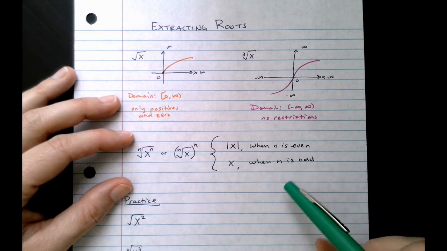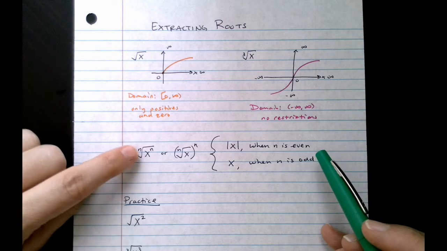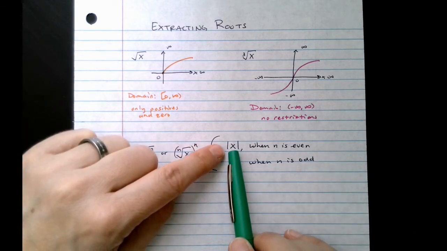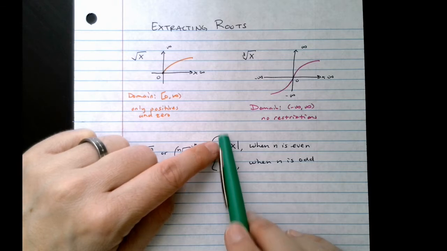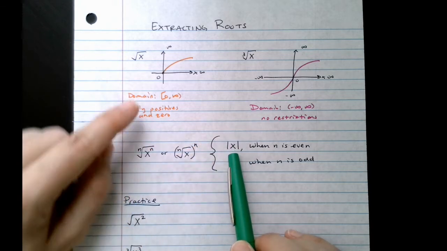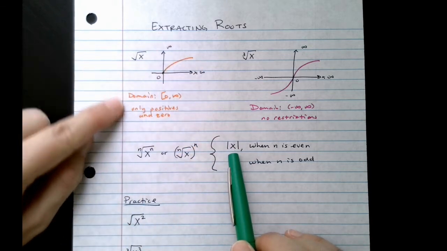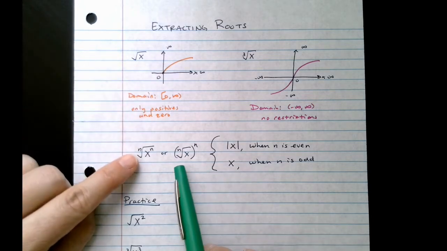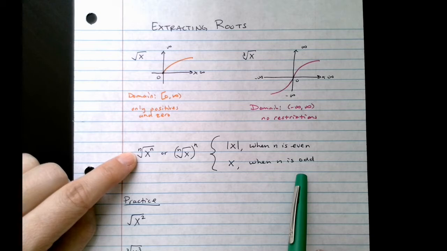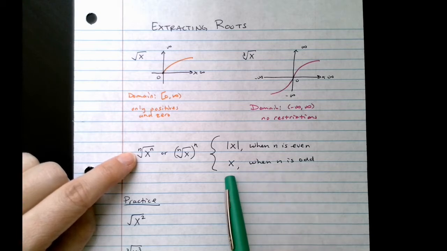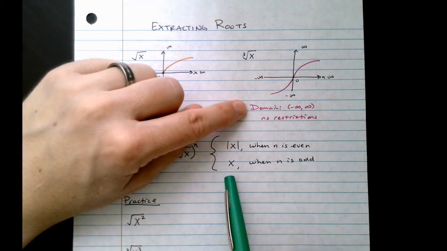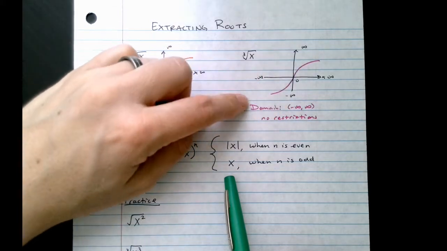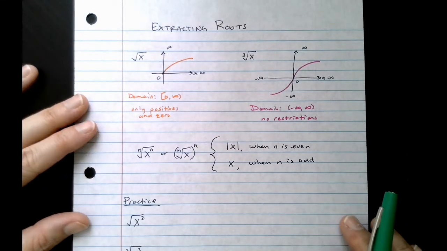But here's the problem. If your index is even, then when you extract your root, you need to ensure that the result stays positive. So you may need to put absolute values around it. That comes from the basis of the square root function and the fact that its domain can only be positive numbers and 0. However, if your index is odd, then there's no restriction when you simplify it. The reason is that with cube roots, or any odd index, the domain is all real numbers. There's no restrictions. So what does this look like in practice?